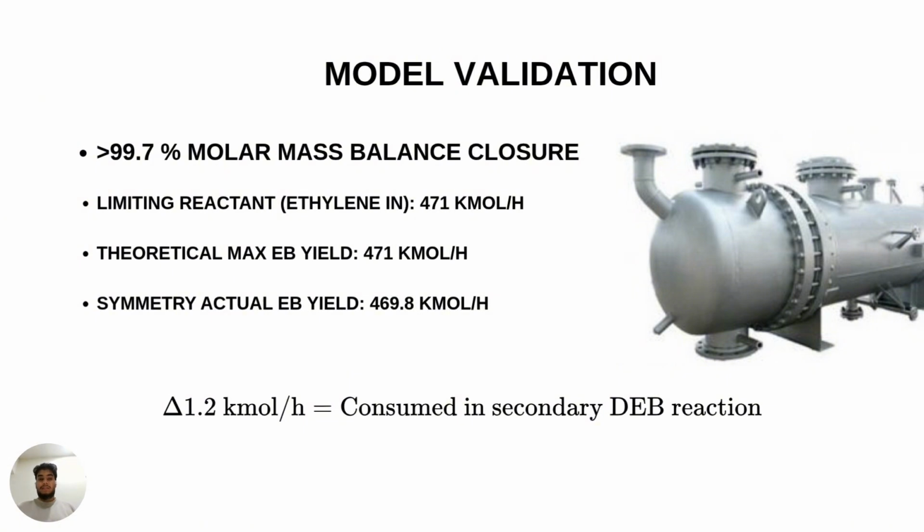Before running any sensitivity tests, we mathematically validated our Symmetry model. Our limiting reactant, ethylene, enters at 471 kilomoles per hour. Assuming 100% conversion, our theoretical maximum yield should be 471 kilomoles per hour. Symmetry, however, produced 469.8 kilomoles per hour of ethylbenzene. That missing 1.2 kilomoles per hour perfectly matches the stoichiometry of the DEB byproduct formed.